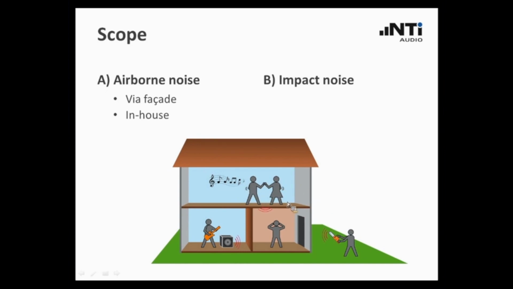The second case is the impact noise. We see that here schematically by this dancing couple who are stamping on the floor. So this stamping will result in a noise that is audible here in the room below, and this impact noise is of course also something that needs to be measured and quantified. In this presentation we will focus on the in-house airborne noise and on the impact noise. The facade measurement is a special case which is very closely related to the in-house measurement, so we will not say too much about that in this presentation.